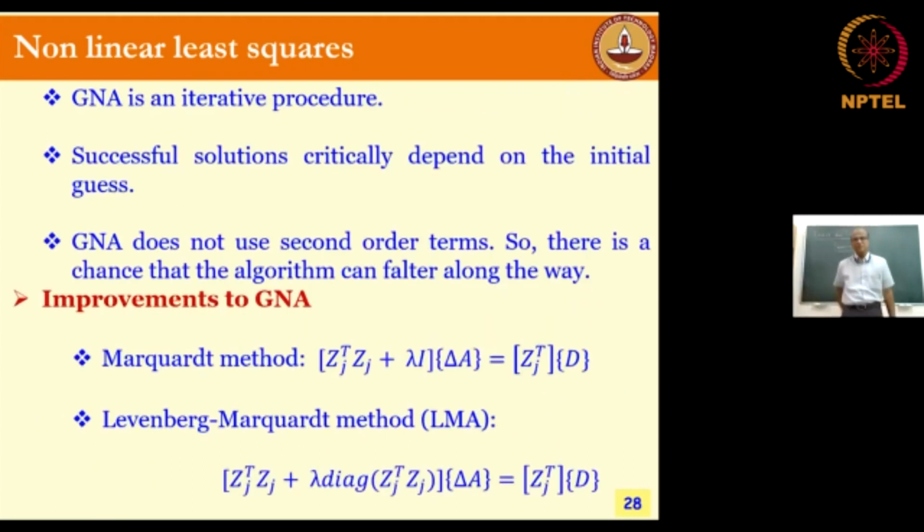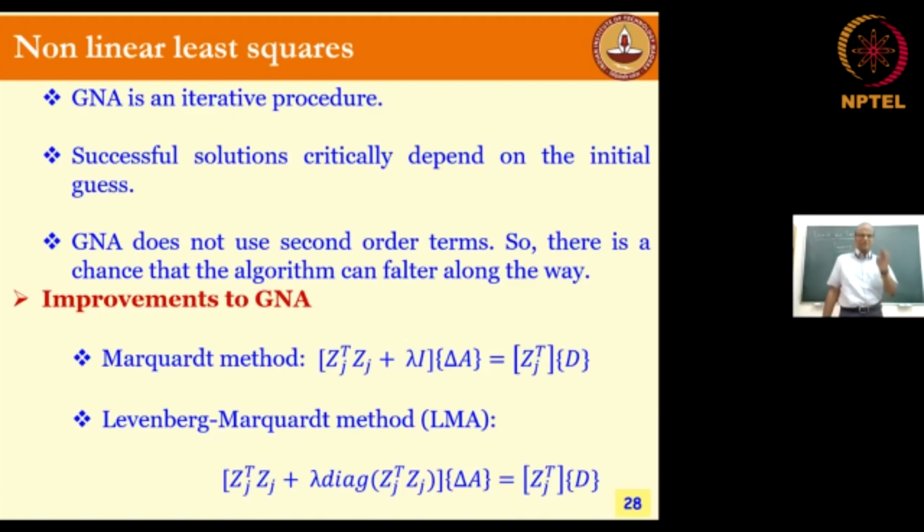All right. So the GNA, the Gauss-Newton algorithm, is an iterative process. Successful solutions critically depend on the initial guess. Okay. So since it doesn't use second order terms, there is a chance that the algorithm can falter all along the way. So if the initial guess is wrong, as we have seen, the solution can go wrong. Also, if the first derivatives are violently changing the sign and so on, then even then, there could be a problem.